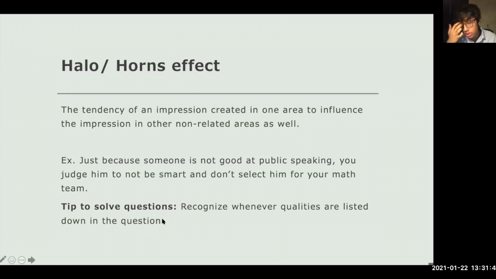One tip to solve these questions related to this bias is to recognize whenever qualities are listed down in a question. So whenever there are specific qualities like being good at public speaking or being good at math, then you most probably know that it's the halo horns effect. Not always, but it's worth trying, you know?